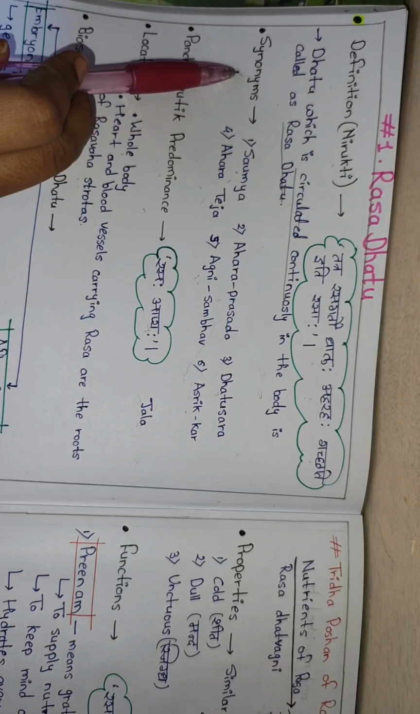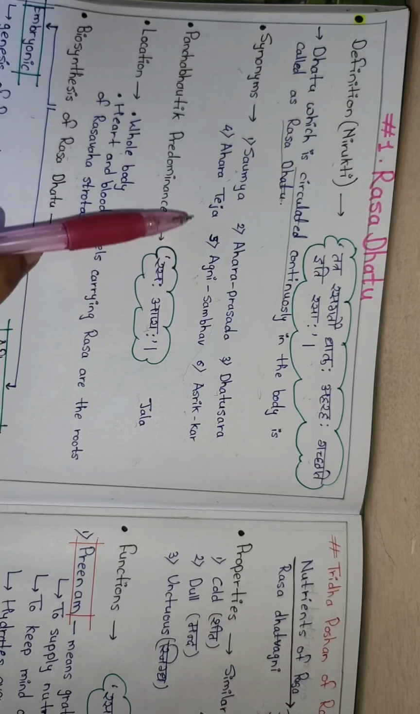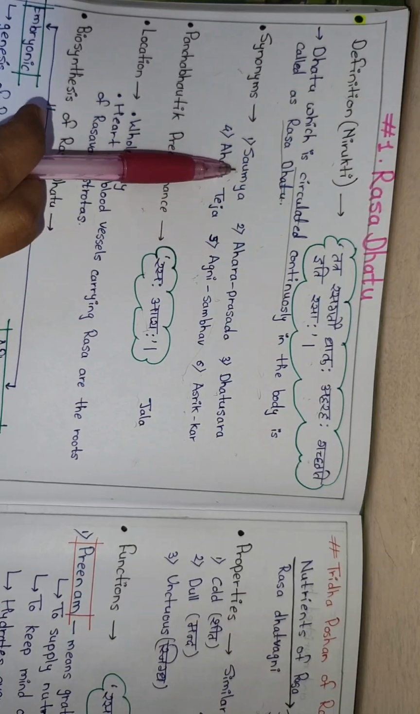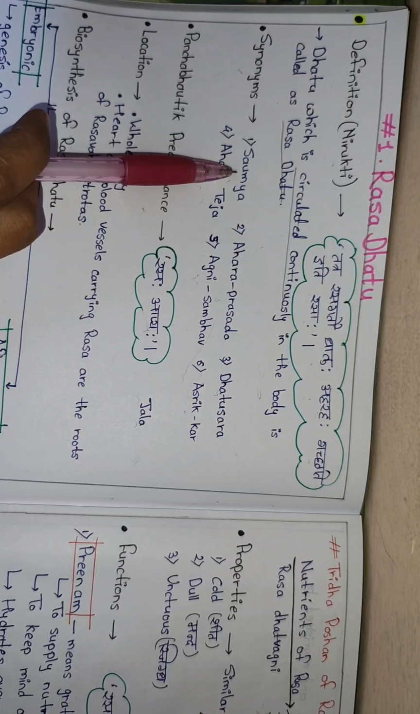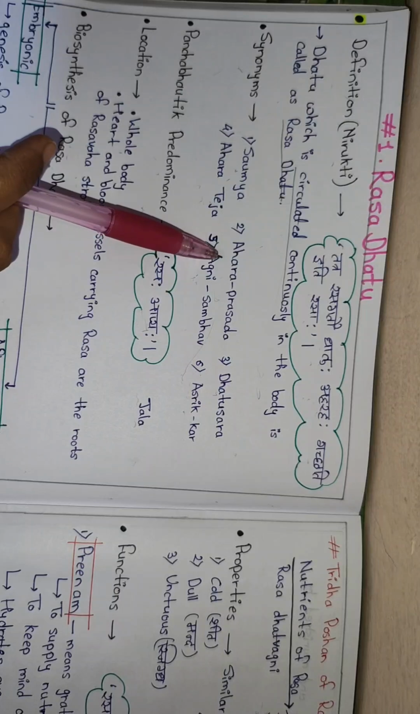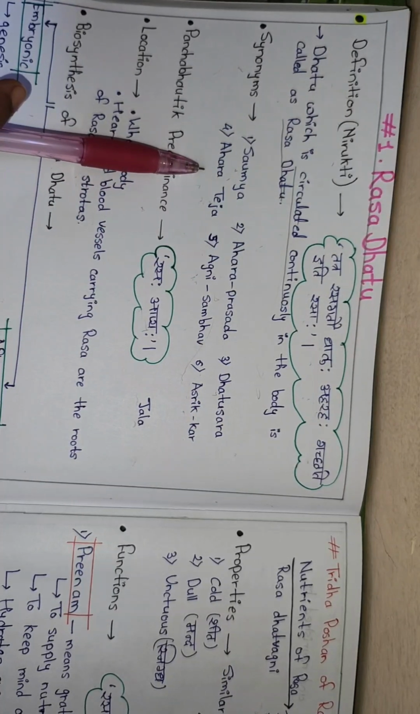Then synonyms of the rasa dhatu, they are saumya, ahar prasad, dhatu sar, ahar tej, agni sambhav and asrikar. In this saumya, it is said saumya dhatu because of its saumya nature, that is coolness, and ahar prasad and ahar tej because the rasa dhatu is the first dhatu formed from the ahar ras, so it is called as the ahar prasad and ahar tej.